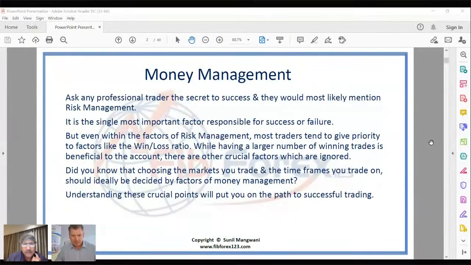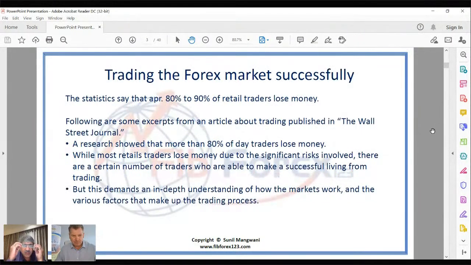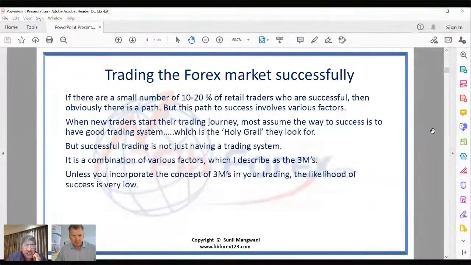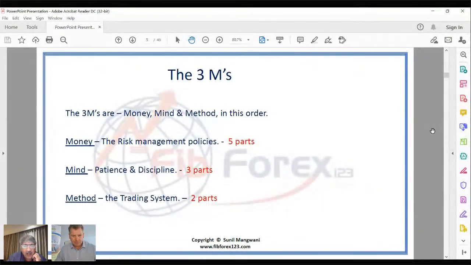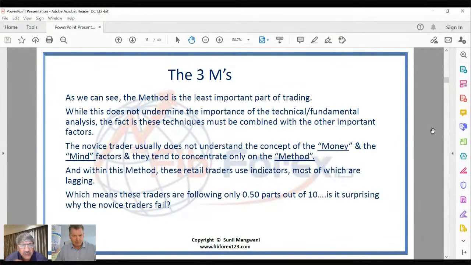So we finished this slide. We were here. I was going over this one. So as you see, the method is the least important part of your trading. Now, while this does not really undermine the importance of the technical or fundamental analysis, the fact is that your techniques must be combined with other factors.